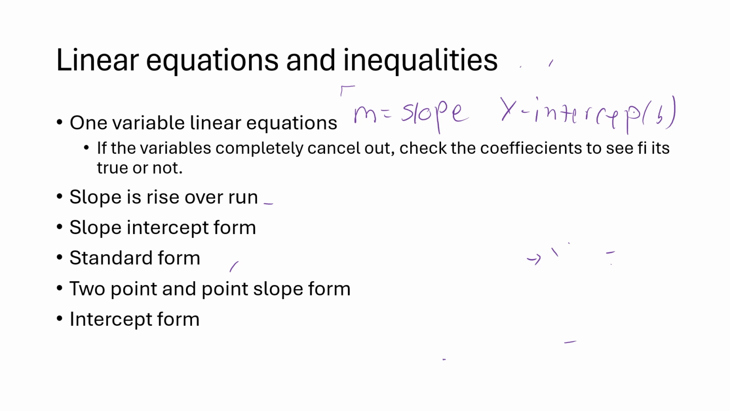Your two-point formula and your point-slope formula are pretty much the same. Your point-slope formula is going to be y minus y1 equals m times x minus x1. Your slope is still m, and your x1 and y1 are only one point. This is only used if you know just one point and the slope.